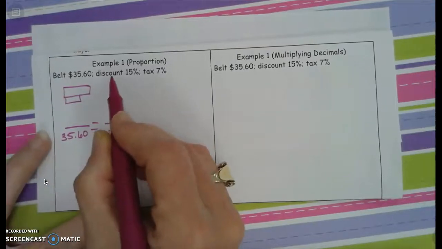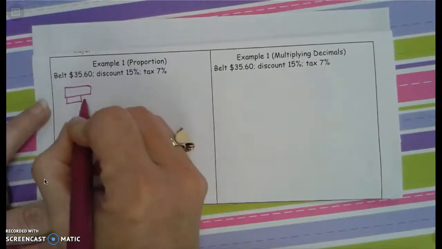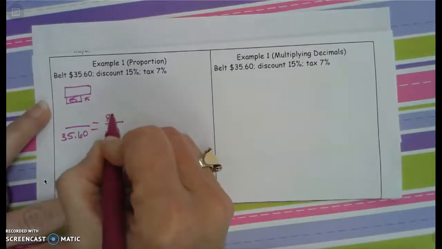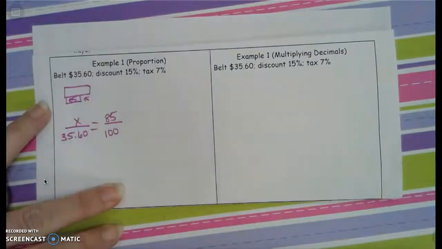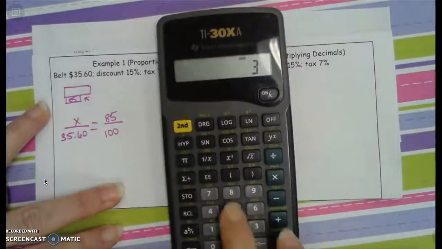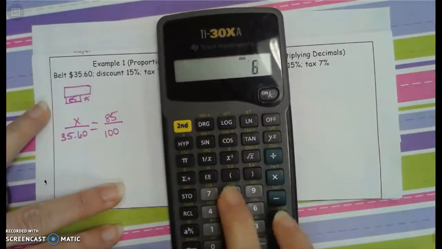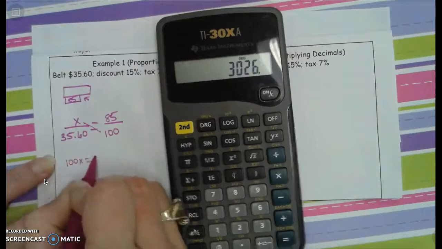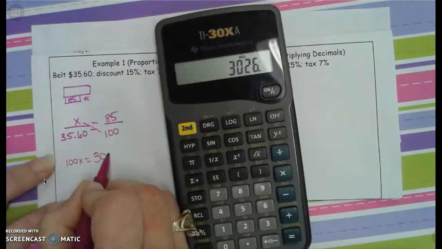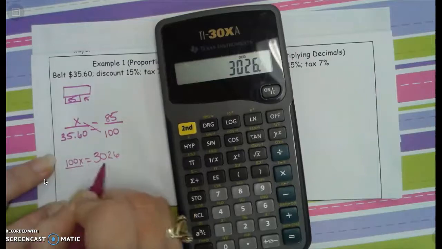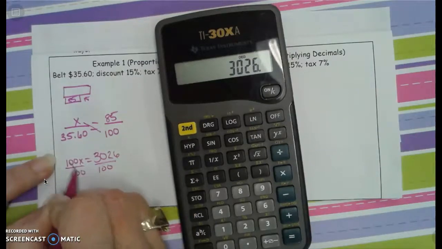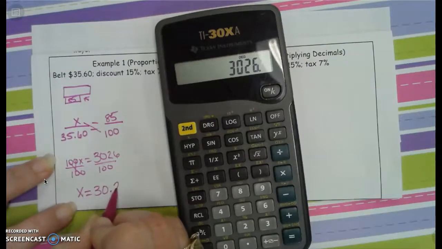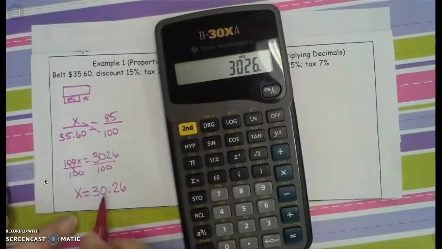If our discount is 15%, so that's what we save, then remember we pay 85. So we want to know what is the 85%, how much is that part? So we're going to take 35.60 times 85. So that's going to tell us that we have 100x equals 3,026, okay? When we divide by 100, that's going to tell us that our item is going to now cost $30.26. That is the discounted price.